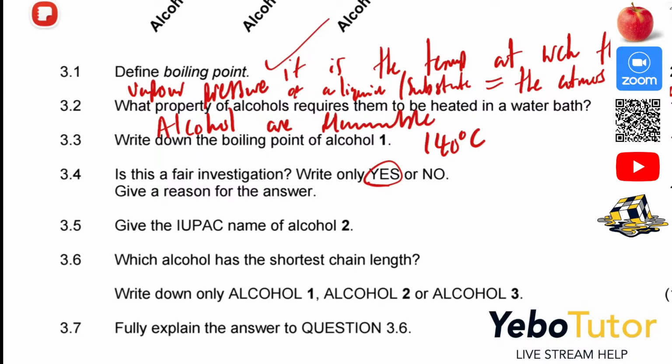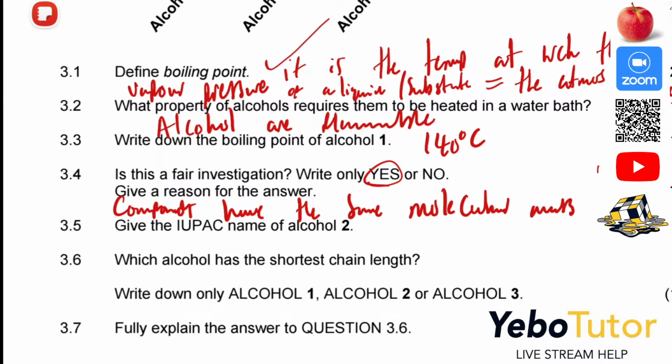So we can say that yes, definitely this is a fair investigation, because we know that the compounds have the same molecular mass. Okay, or others, they can say the compounds are, as I said, isomers. They can just have the same carbon atoms, same molecular formula, but they have different positional and functional arrangements and all that stuff.